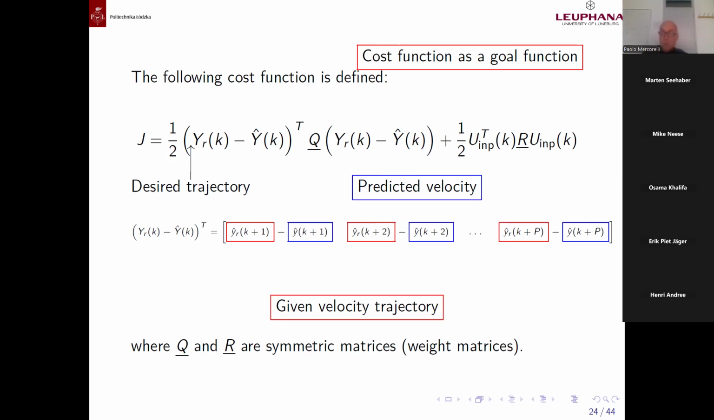But in order to obtain a limitation of the input, R must be relatively large, or let me say a little bit larger with respect to Q. We will see in the simulations.